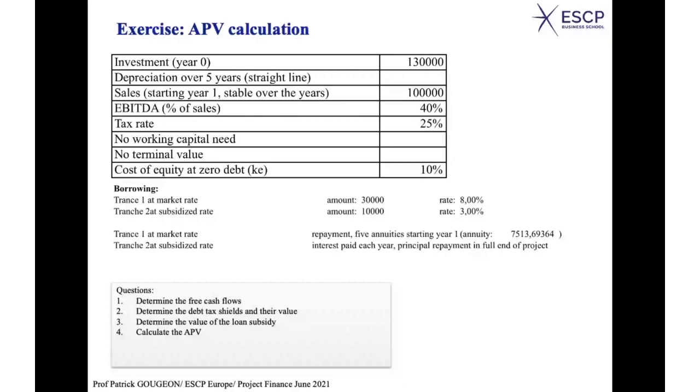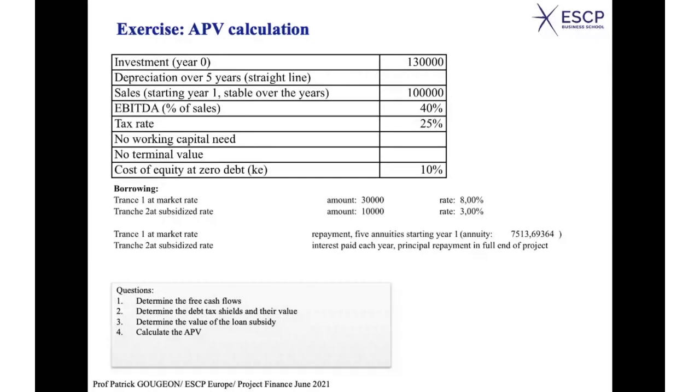Okay. So we assume that you invest in a project and the cost is 130,000. And you invest all of it in year zero. You have depreciation over 5 years, straight line depreciation. The sales are starting year 1. Okay, they are stable over the years. You assume that you sell year after year 100,000. The EBITDA would represent 40% of the sales. We take a tax rate of 25%. To make it easy, we have no working capital and we have no terminal value.